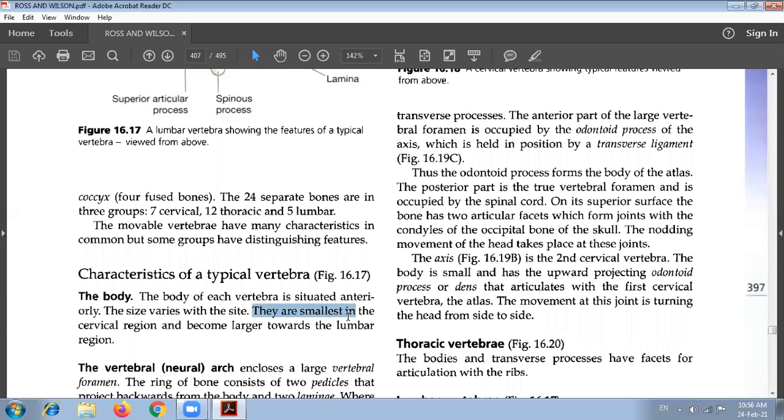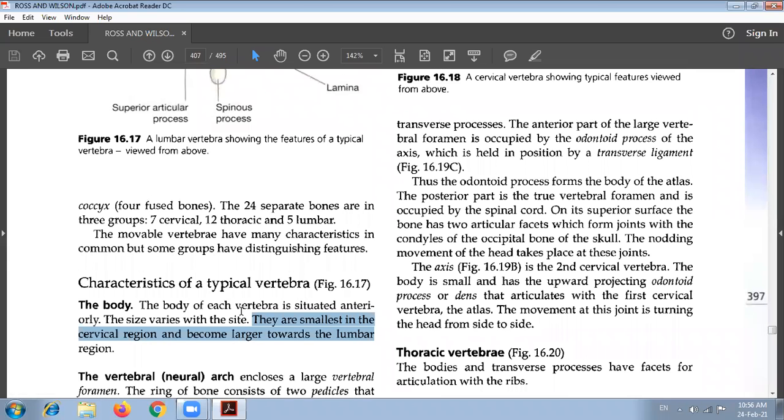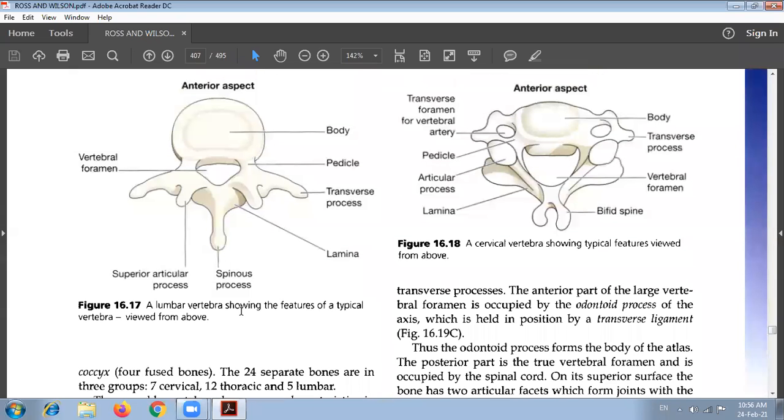The size varies with the site, that is the region. They are smallest in the cervical region and become larger toward the lumbar region. So a typical vertebra has the anterior part towards our chest region, and this is called the body. And these are the processes. And this is the vertebral foramen through which the spinal cord is passing.